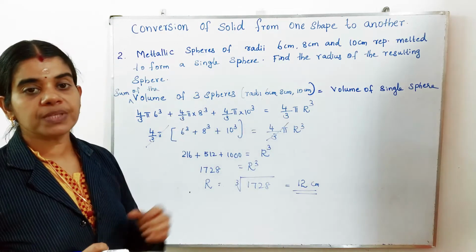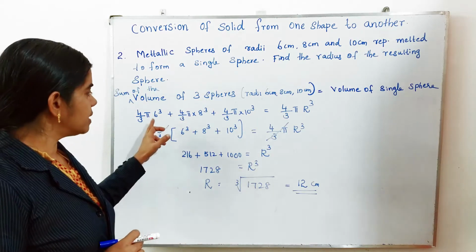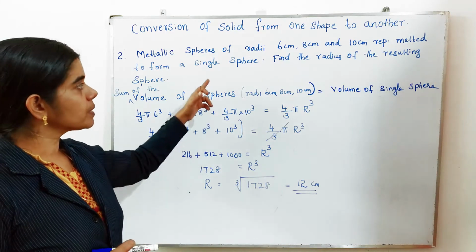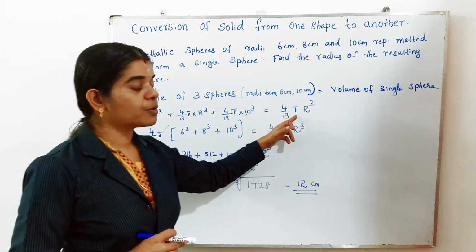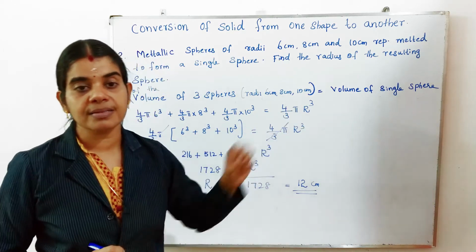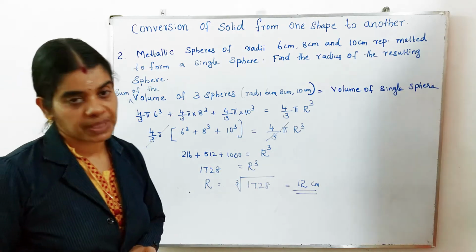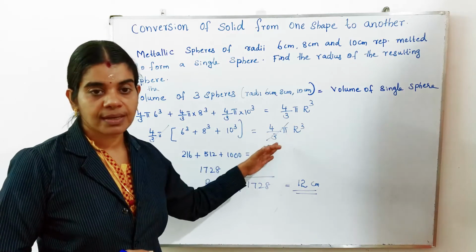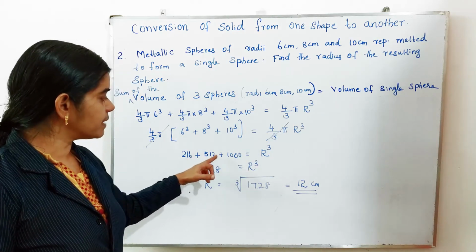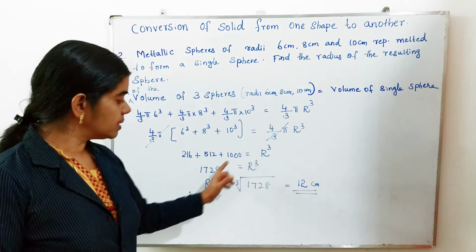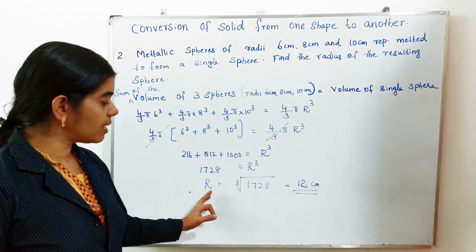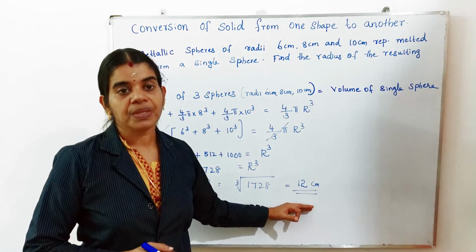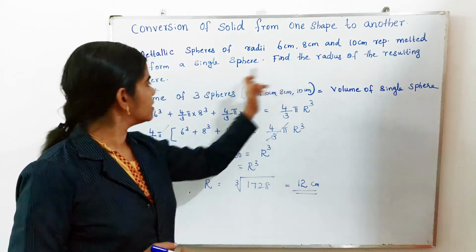We know that the volume of a sphere is equal to 4 by 3 pi r cube. Then 4 by 3 pi into 6 cube, here radius will be 8 cube, here 10 cube, that is equal to 4 by 3 pi R cube. Here capital R is the radius of the new or big sphere we formed. Then 4 by 3 pi is common, so we cut that. Then 216 plus 512 plus 1000 is equal to R cube. Then 1728 is equal to R cube. R is equal to the cube root of 1728, that is equal to 12 centimeter. So 12 centimeter will be the radius of the resulting sphere.